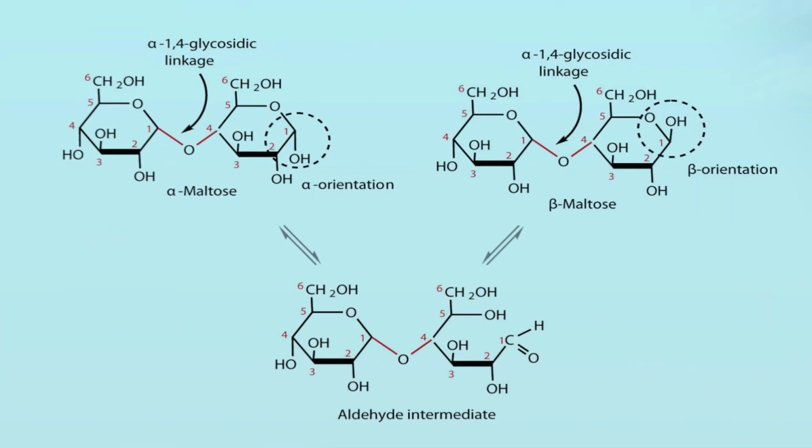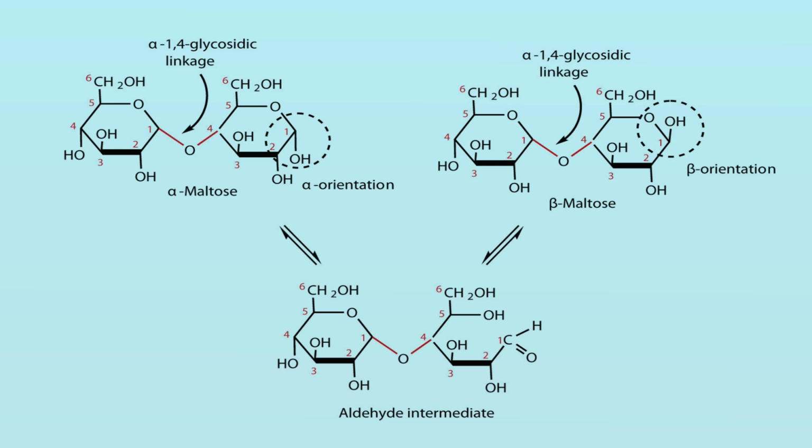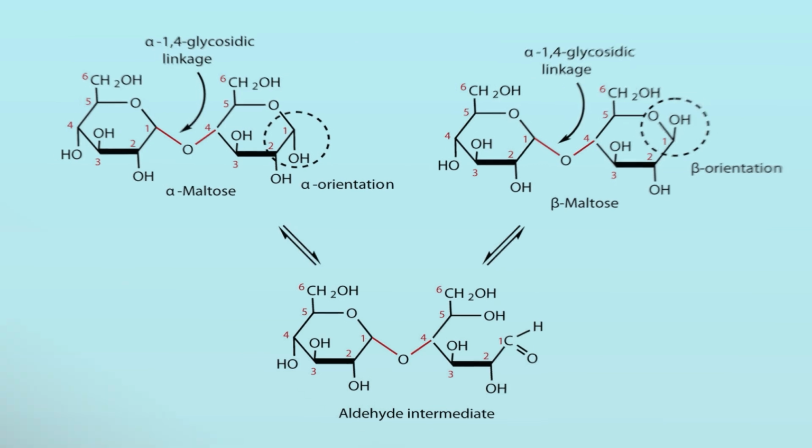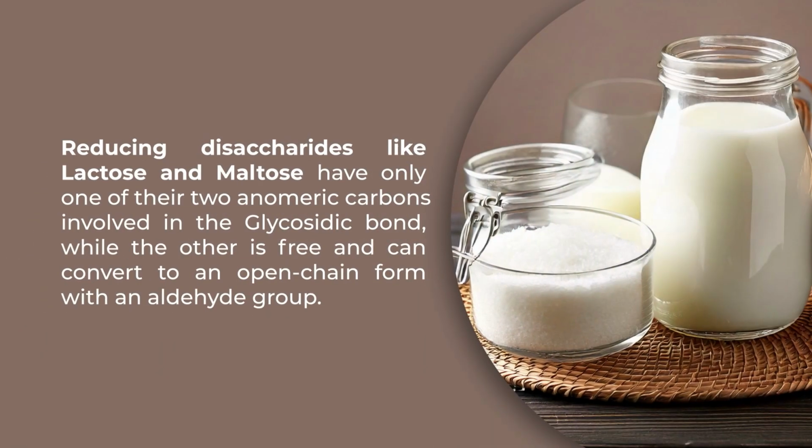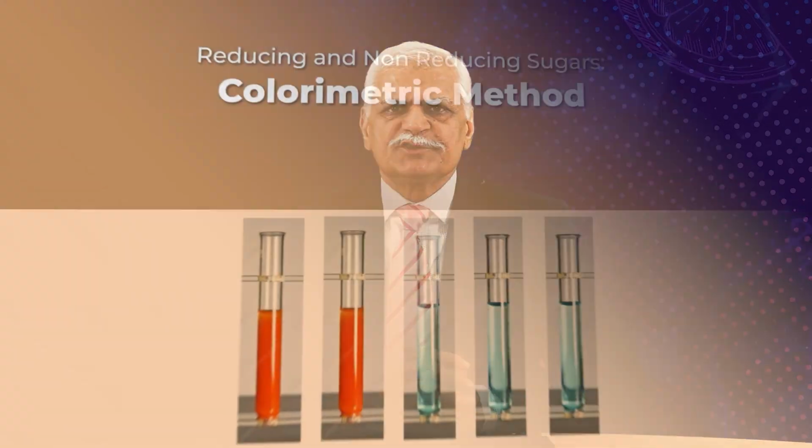Say, for example, maltose. Maltose is a reducing sugar because the aldehyde group is there. The disaccharide chain opens up when we put it along with the reagent. In the case of non-reducing sugars, it does not open up. It remains intact.